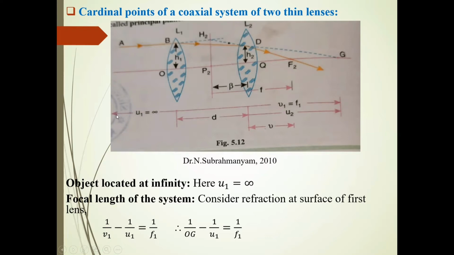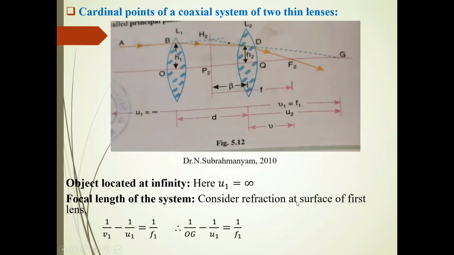Here U1 is the object distance, which is at infinity. The distance between the two lenses is D. U2, V1 is equal to F1 here. This is V, the image distance. So here U1 is infinity, and we will calculate the focal length of this system.